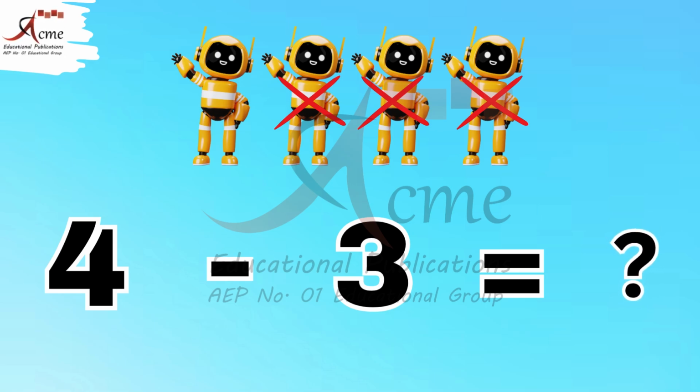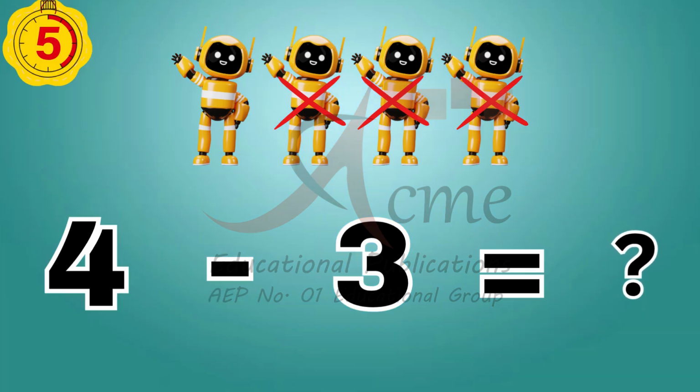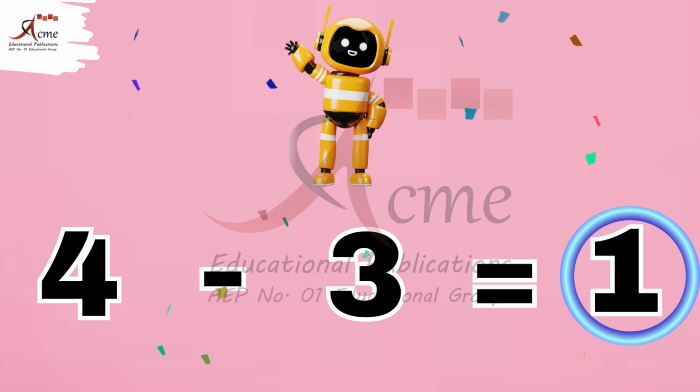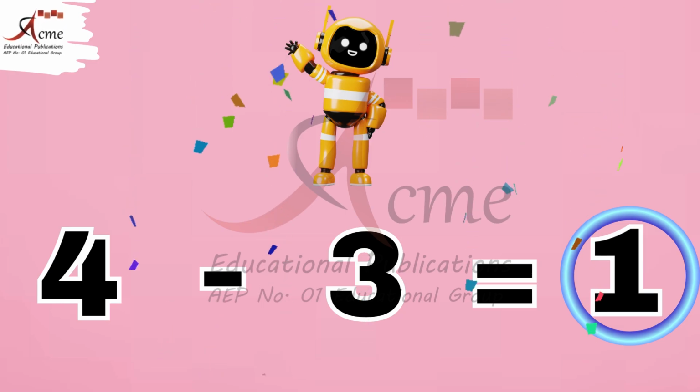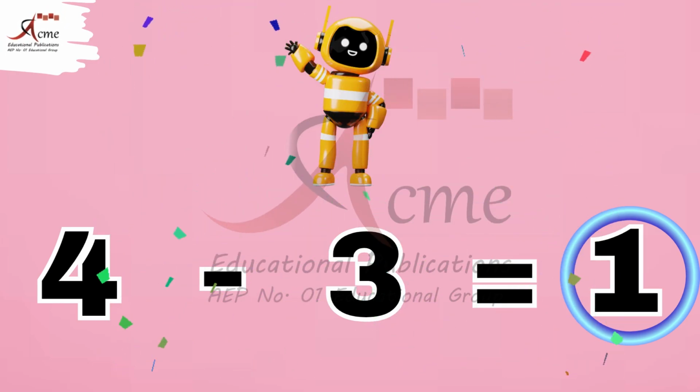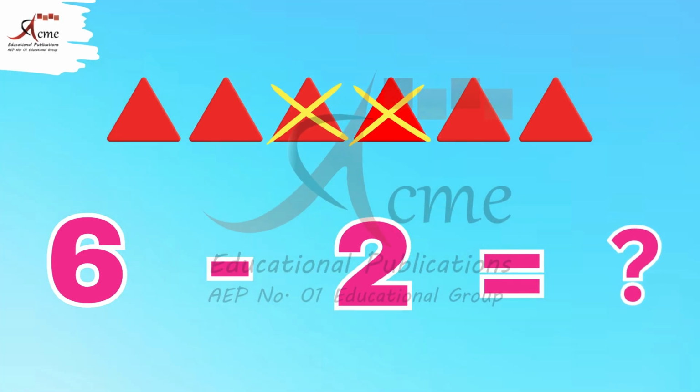Four astronauts minus three astronauts. How many astronauts are left? That's right. Four astronauts minus three astronauts equals one astronaut. Great job. Fifth activity, count and subtract triangles.